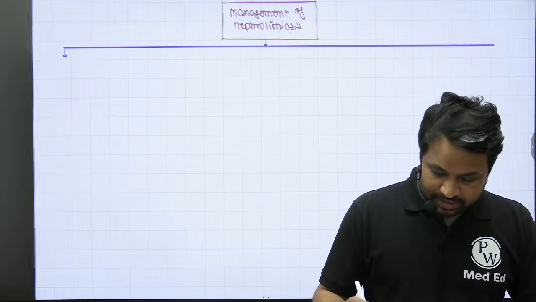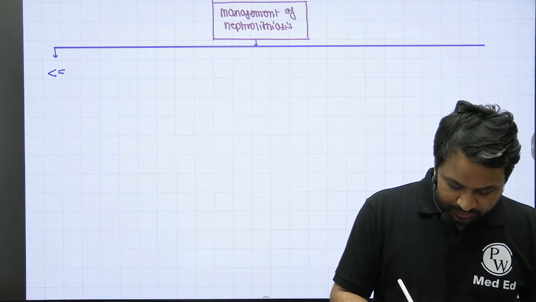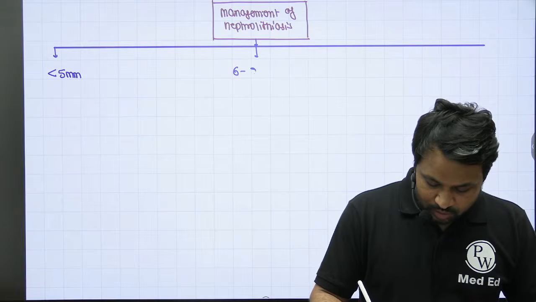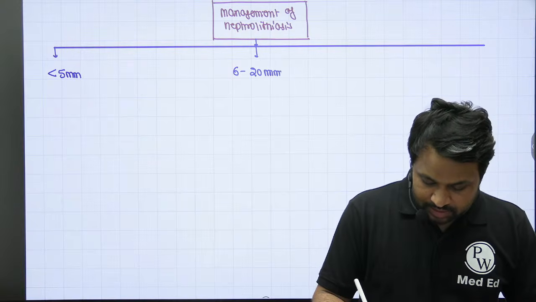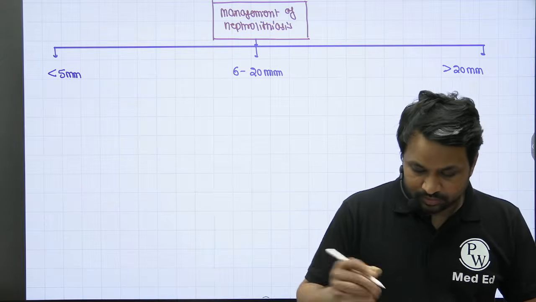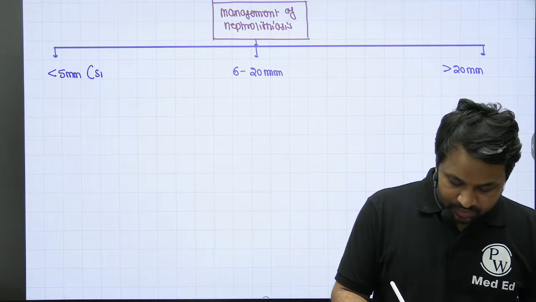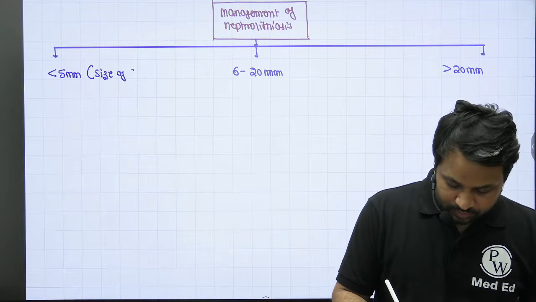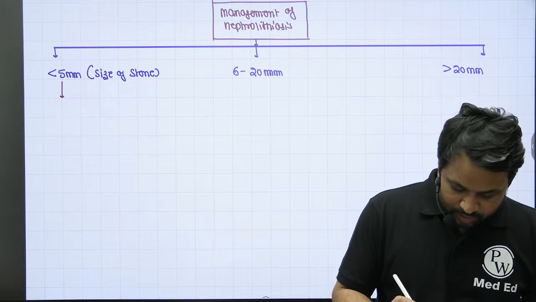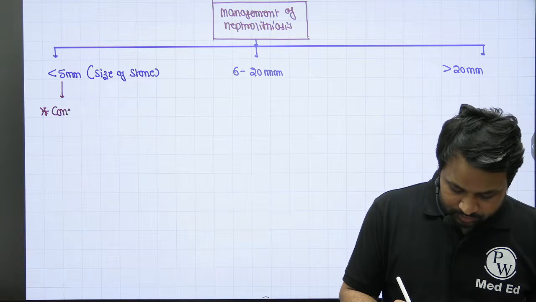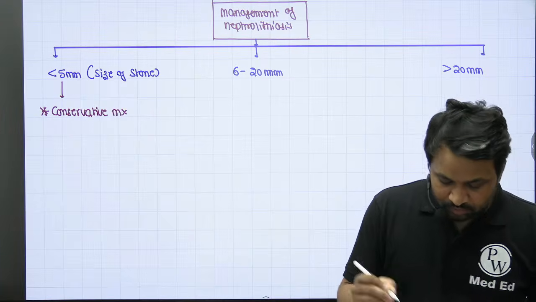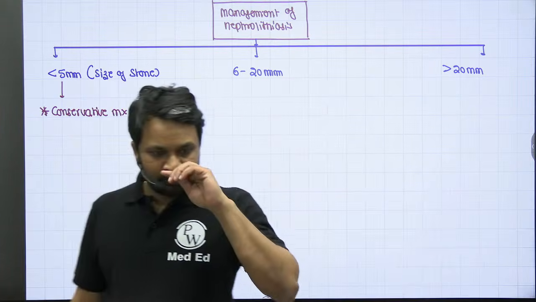So first, let's say you have a patient with a stone less than 5 millimeters in size, then you have size between 6 to 20 millimeters, and then you have a patient where the size is more than 20 millimeters, right? So this is the size of the stone. If it is less than 5 millimeters, then it is going to be conservative management.